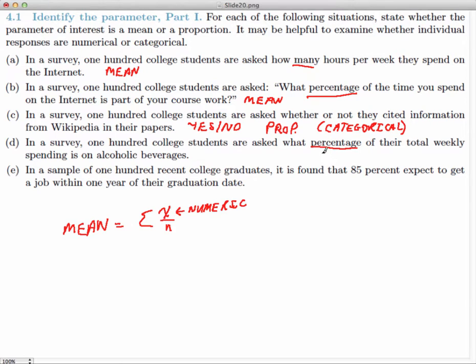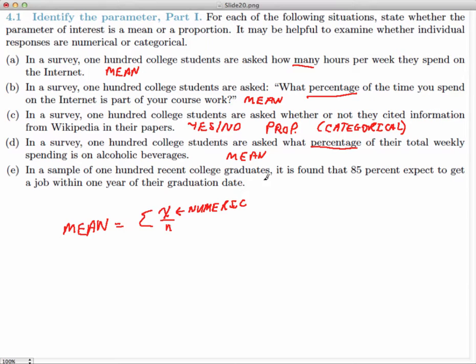In a survey, 100 college students are asked what percentage of their total weekly spending is on alcoholic beverages. So again, it's a number, so we would use the mean. And then last but not least, in a sample of 100 recent college graduates, it was found that 85% expect to get a job within 1 year of their graduation.